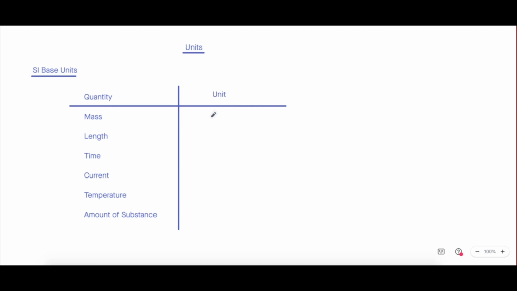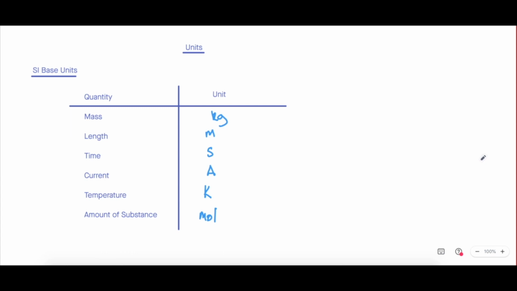The first one is for mass: the SI base unit is kilograms. For length, the SI base unit is meters. For time, it's seconds. Current, so electrical current, will be amps, amperes. And temperature will be Kelvin, so not degrees C. Loads of people think it's degrees C, but Kelvin is the SI base unit for temperature. Amount of substance, the base unit is moles, or mol for short.